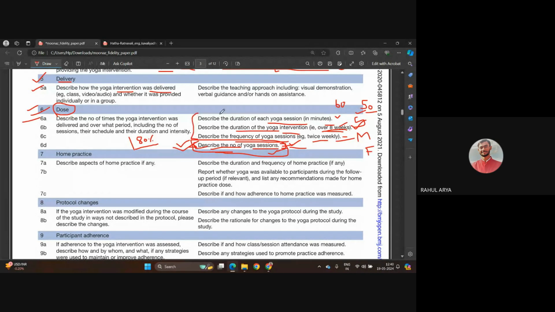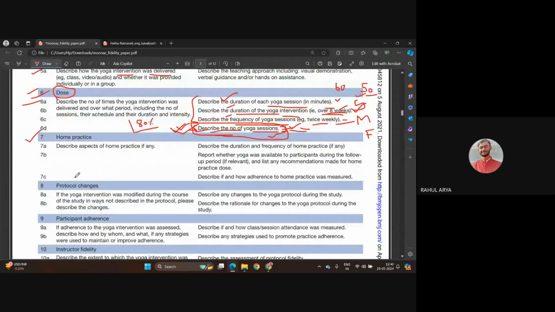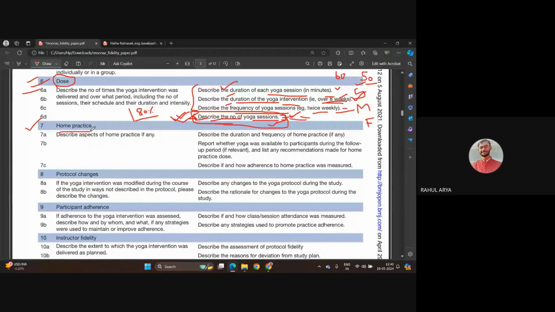Yeah, first 3 are the common. Most of the papers they mention first 3. Fourth, few are mentioning, few are not mentioning. But it is important. Point number 4 is okay. Very good. Next, point number 7. Home practice. Describe aspects of home practice, if any.